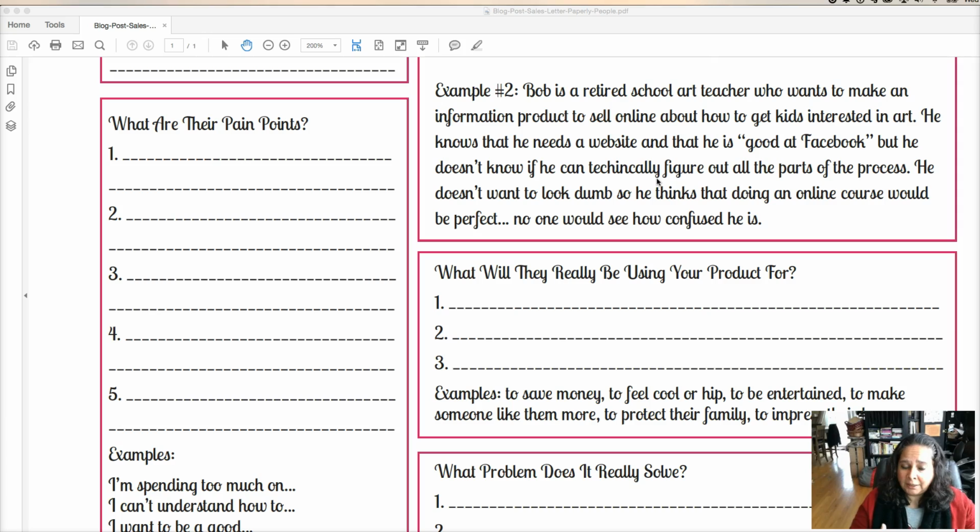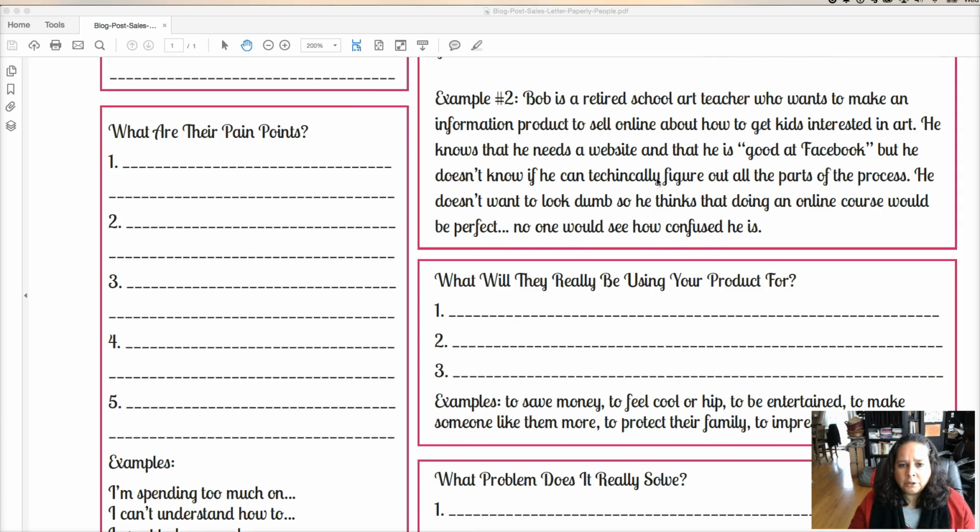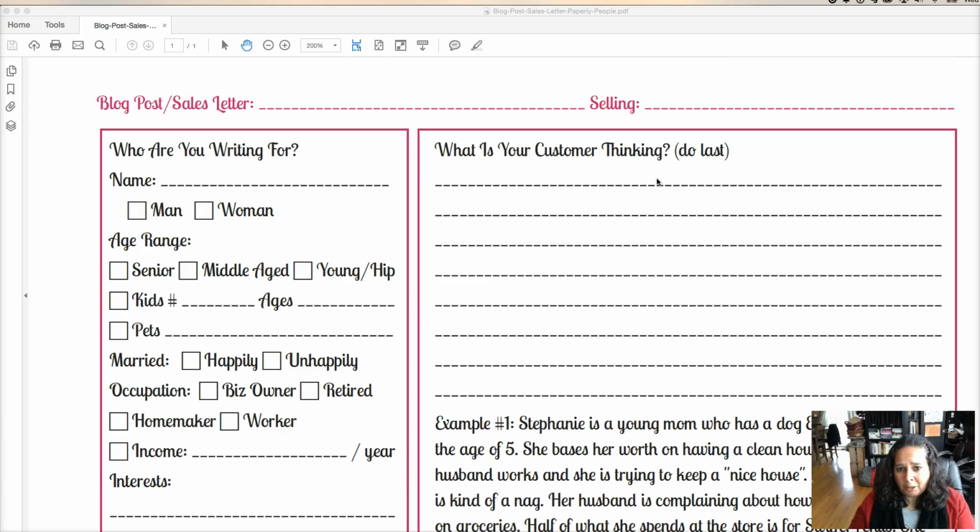So if you were selling an information product that was for very beginners on how to do it, you would want to write a sales letter that would attract somebody like Bob and use verbiage that talked about the fact that this is really simple. I make it step by step. You're not going to get confused. You don't have to be worried that you won't understand it. And so once you know this person and you know what scares him and what makes him sad and how he feels or how she feels, you're going to be able to write a sales letter or a blog post much more easily. So hopefully that helps.